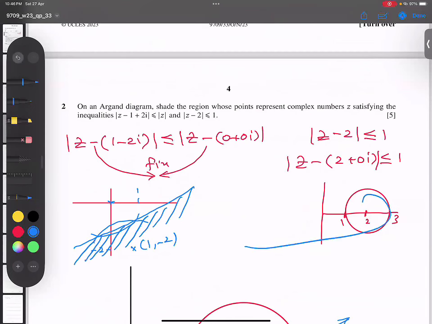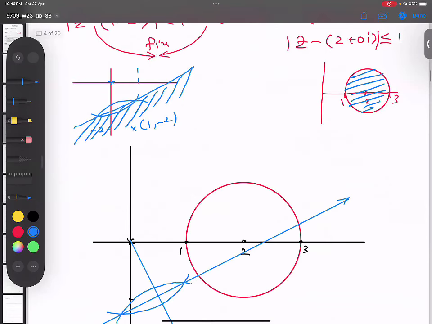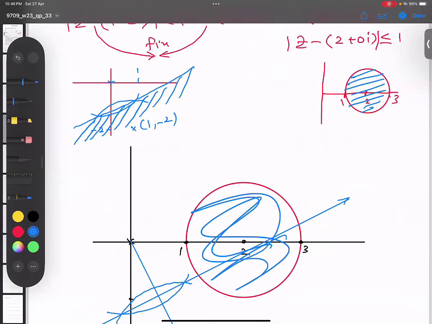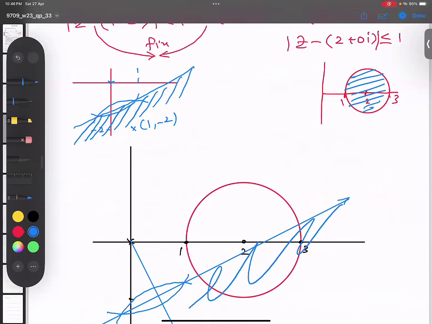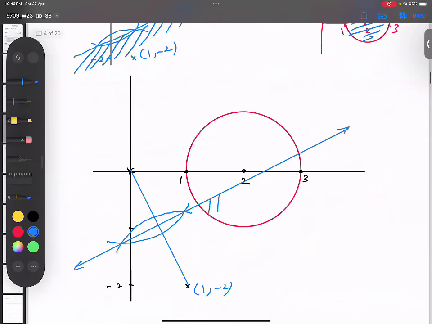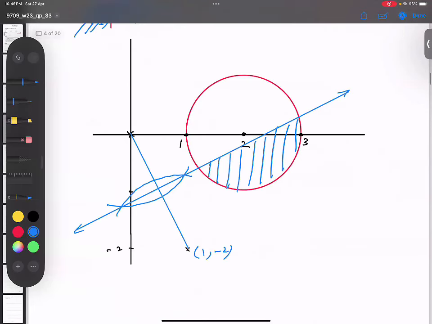And what is this one, students? In the circle. Now I combine them: in the circle and less than, below the line. So I think the common region is coming this. And I believe you got the point very clear.